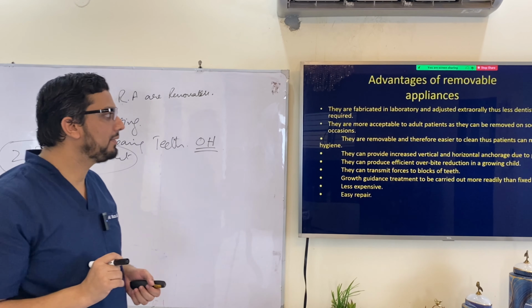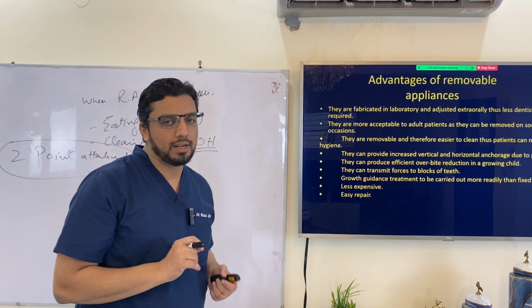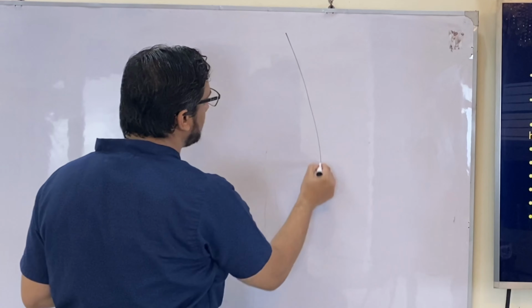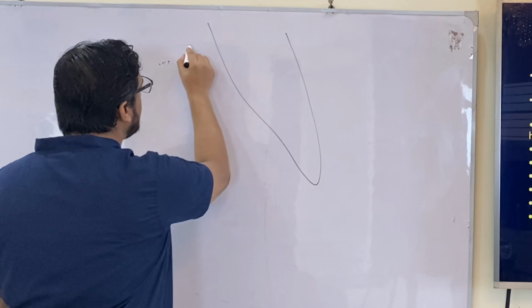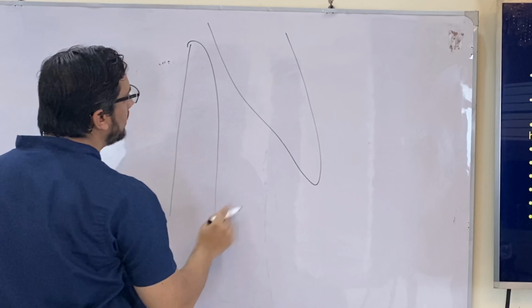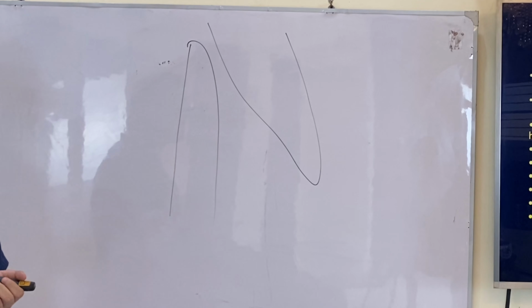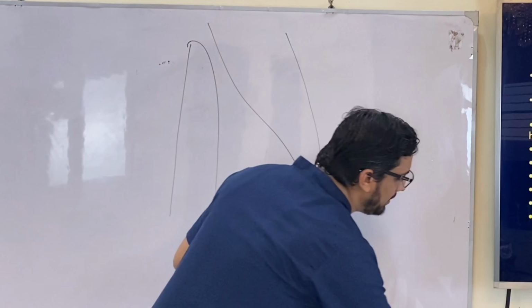Then the important point is overbite reduction. What is meant by overbite control? What is overbite? ये भी आपने शायद नहीं पढ़ा हुआ. It is increased overlap of the upper and the lower dentition. That is called increased overbite. Okay. So what can a removable appliance do?